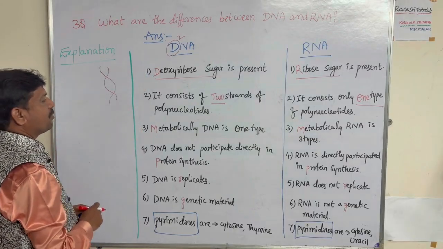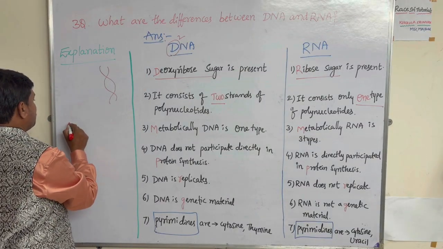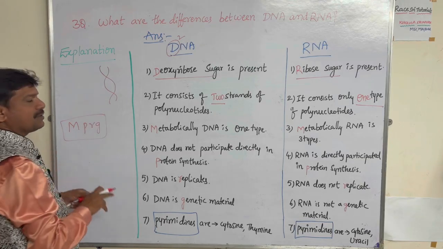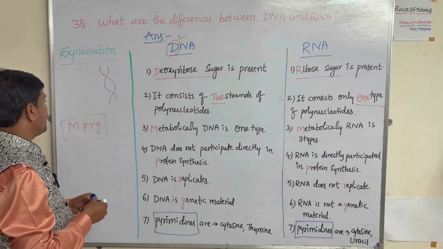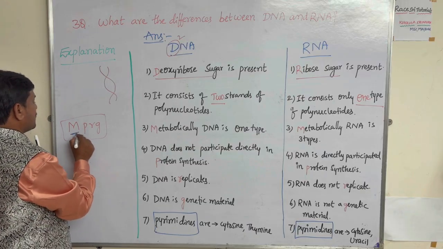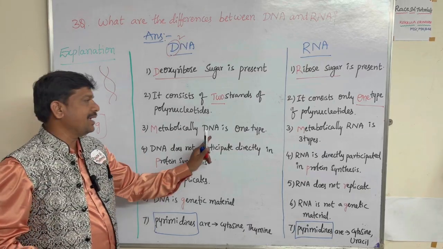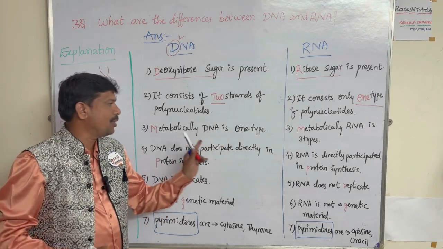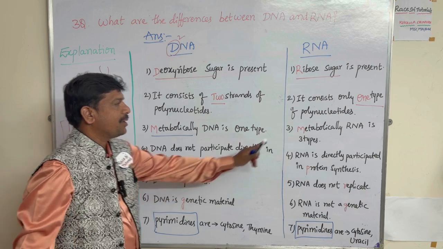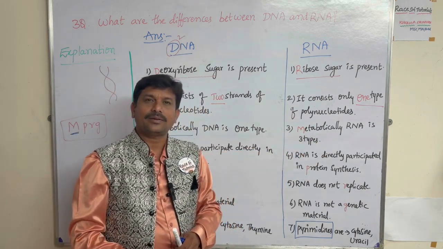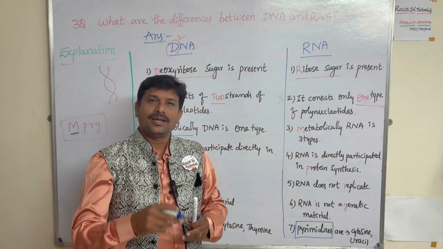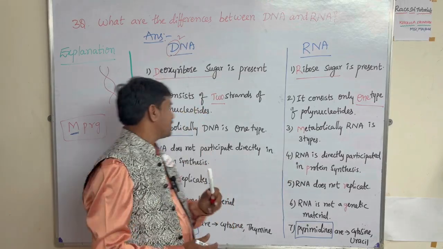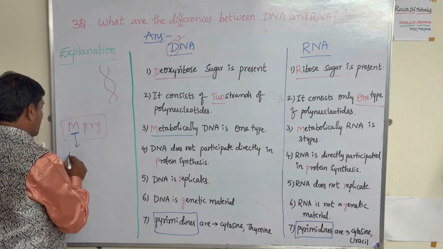Next, one more point. Here, MPRG. Finish this answer. What is MPRG? So, what does M represent? M is metabolically. Metabolically, in DNA only one type is present. Only DNA, only one type. But metabolically, in RNA 3 types are there. What are these? rRNA, mRNA, tRNA. So those are the 3 types. So M represents metabolically.